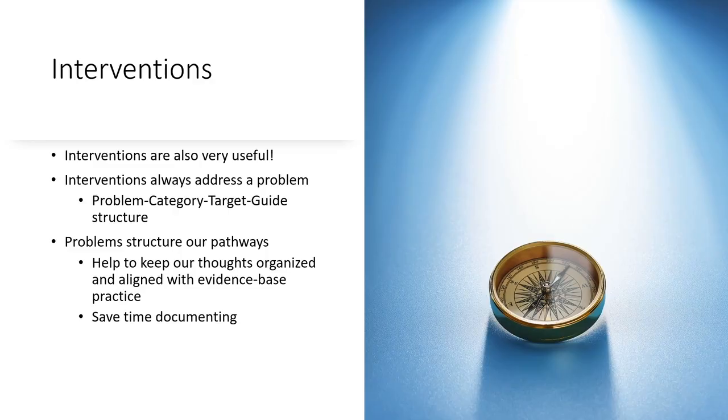Problems structure our pathways, with each problem having one or more problem, category, target, guide interventions to show us a menu of likely services. This structure helps to keep our thoughts organized and aligned with evidence-based practice, and also greatly helps save time documenting. Occasionally, you may need a different intervention from the usual. When this happens, it's easy to create one because Nightingale Notes gives you choices from the problem, category, target, guide structure.